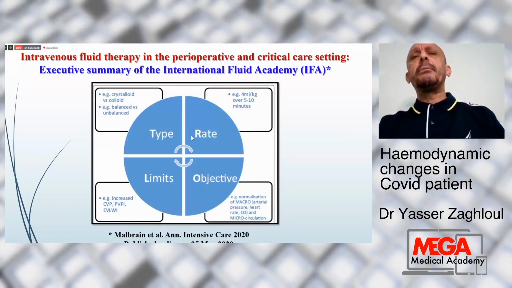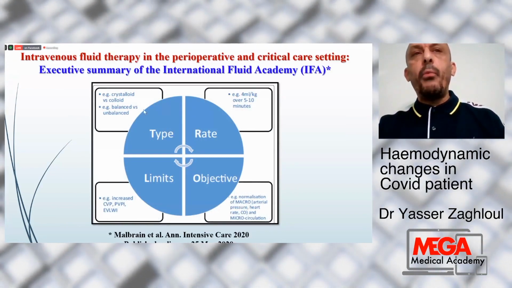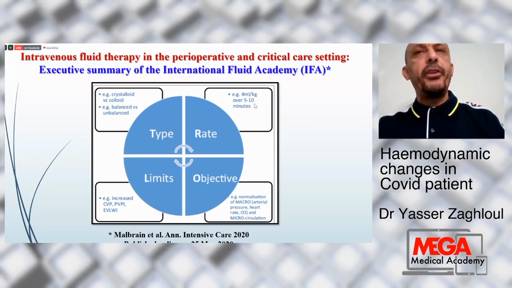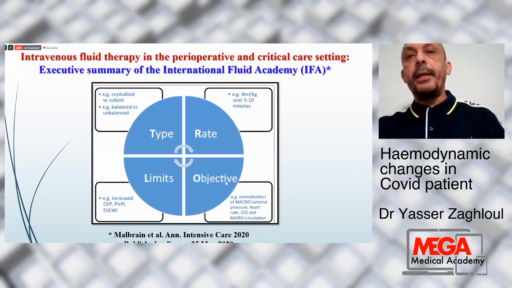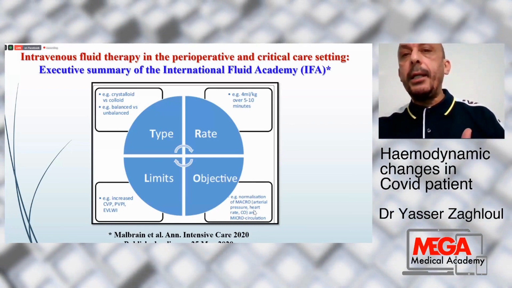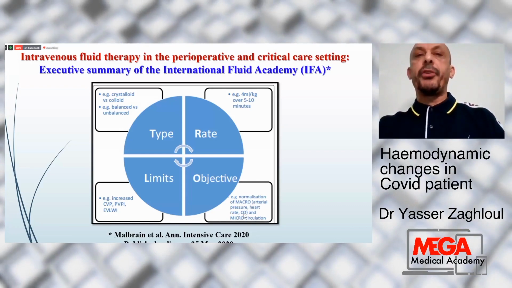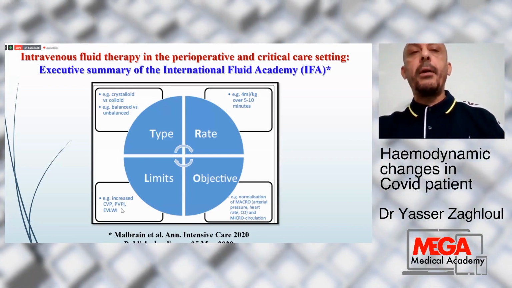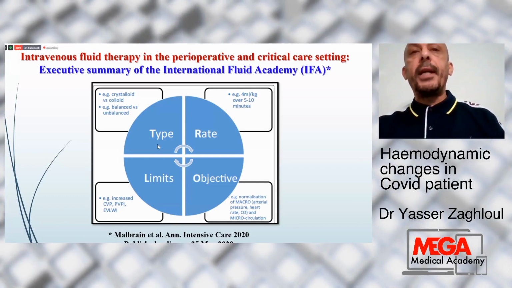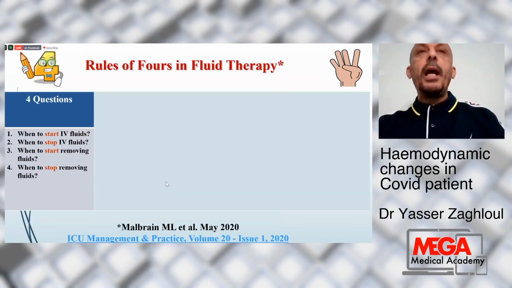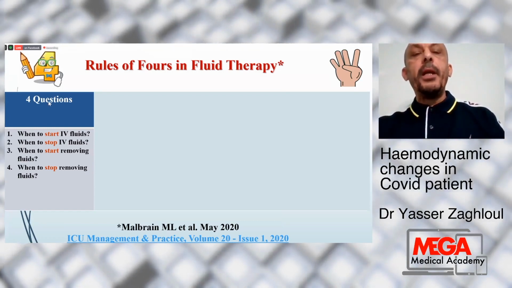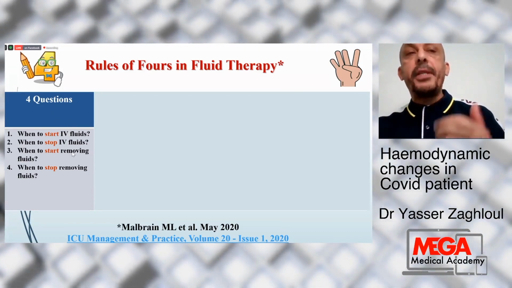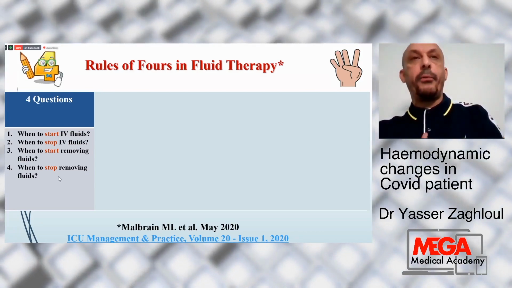First, you have to use fluids as a medication. A specific type: what is the type of fluid you are going to use? How much will I give to our patient, for example, 4 ml per kg over 10 minutes? What is your objective? What is your target? So you need to reduce the heart rate, MAP is okay, and improve the microcirculation. What are the limits if the patient has, for example, higher CVP or is overloaded or has extravascular lung water? So you have to decide the type, rate, objectives, and limits. And we have what is named the rule of four in fluid therapy. You have to ask yourself 4 questions: when you will start the fluid and when to stop it, when to start removing the fluid from the patient, and when to stop removing the fluid from the patient.